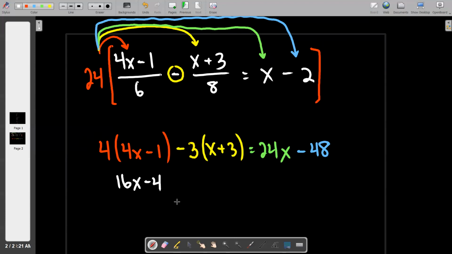And what's the yellow part going to give me? Watch out. Okay, I need pluses and minuses. I need minus 3x, and what else? Minus 9, because that's a negative 3 distributing to a plus 3. It's going to change his sign. Equals 24x minus 48.